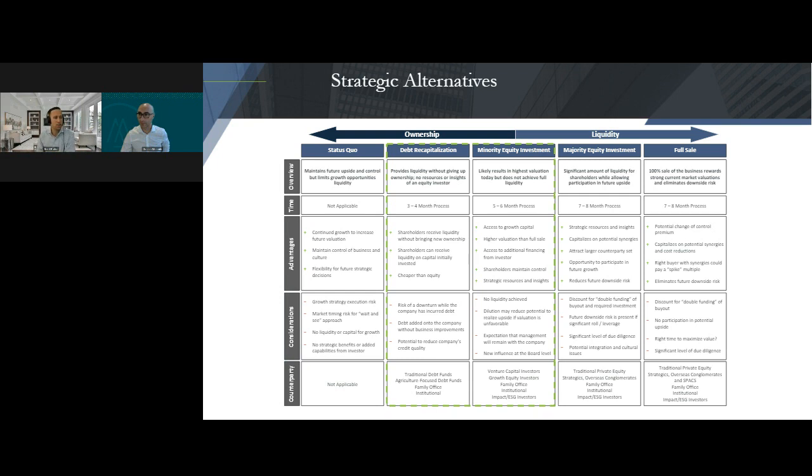The next one is a majority equity investment. Think of this as an equity investor investing in more than 50% of the business. And the last is full sale. You sell your entire business 100% and retain zero ownership. What we are specifically focusing on today are the buckets highlighted in green, a debt recapitalization and a minority equity investment.